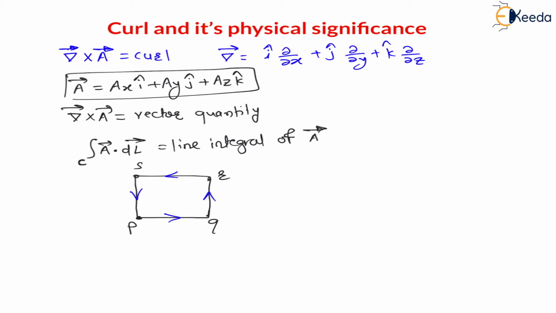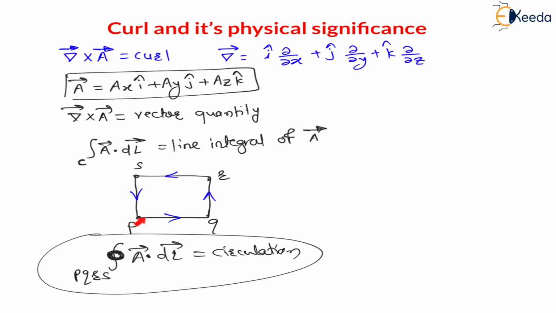And let us say there is a vector field A. Then can I say the line integral over the closed path PQRS, where this circle denotes a closed path, is ∮ A · dl? And my dear students, this is nothing but circulation. This is called circulation. Already we have seen, because it is an anti-clockwise circulation, right?